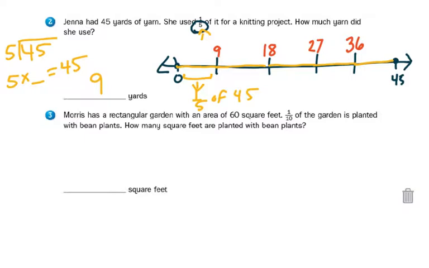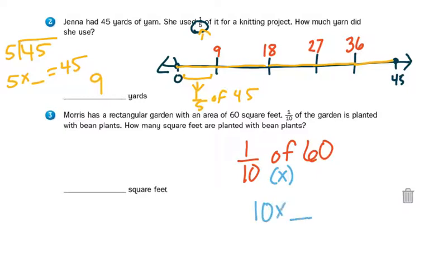Number 3, Morris has a rectangular garden with an area of 60 square feet. 1/10 of the garden is planted with bean plants. How many square feet are planted with bean plants? So what we're trying to do is figure out what is 1/10 of 60. I'll give you a little clue that of means to multiply. So 10 times what would give you 60?